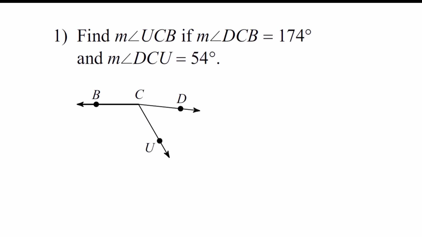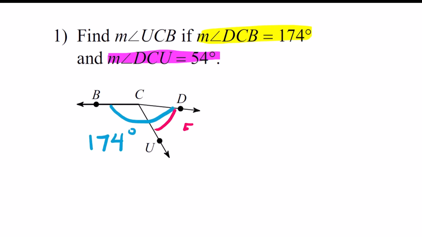Find the measure of angle UCB if the measure of DCB equals 174 and the measure of angle DCU equals 54. So first thing I always do is mark up my diagrams. I have colored pencils and highlighters all the time.